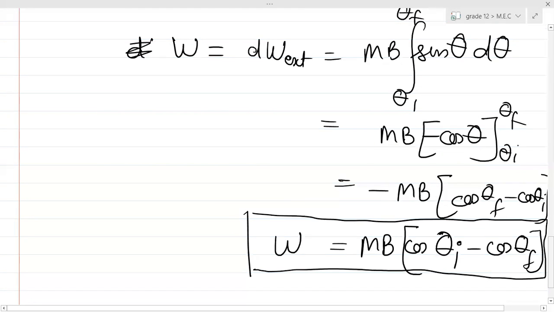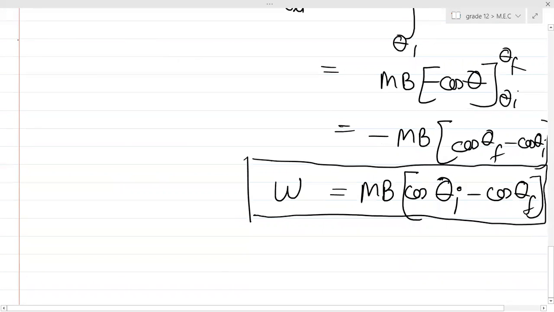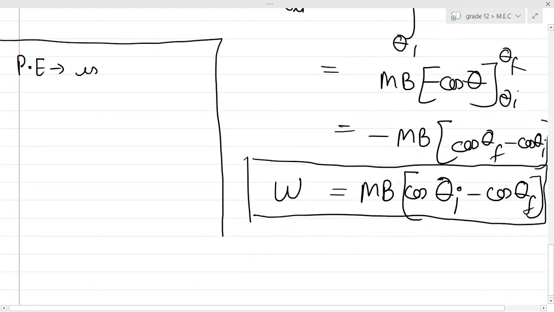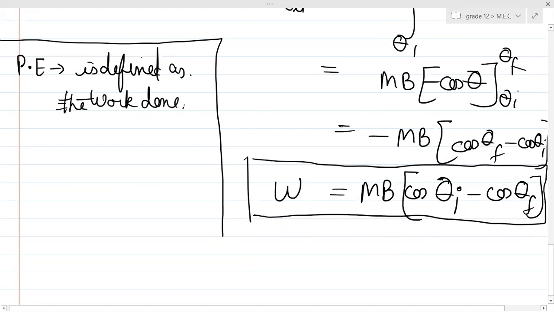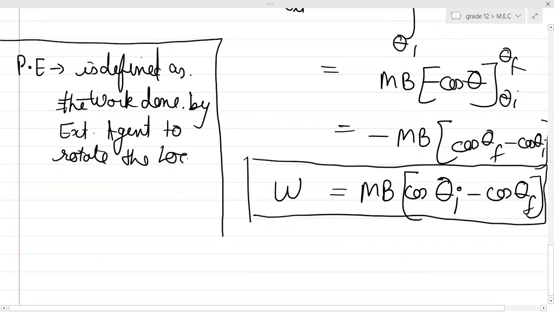But sir, we were doing the derivation for potential energy. This is not potential energy. Please remember, the potential energy is defined as the work done by an external agent to rotate the loop or coil to an angle theta.